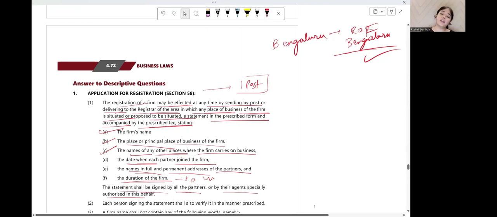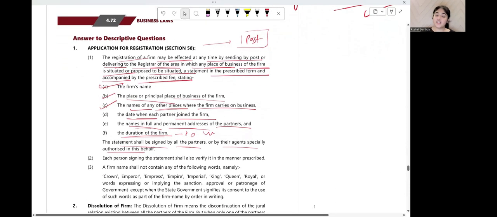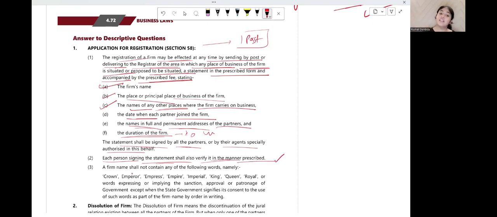If your partner is not available in the firm, but their agent is available, they will come and sign the partnership statement. Each person signing the statement shall also verify it in the manner prescribed. So that verification also is to be done. The people will come to your place to verify, or they will call you to the registrar of firms, or they will do some KYC kind of thing. Nowadays, they do the KYC by sending an OTP or by asking your Aadhaar details, etc. So that is how verification is done.